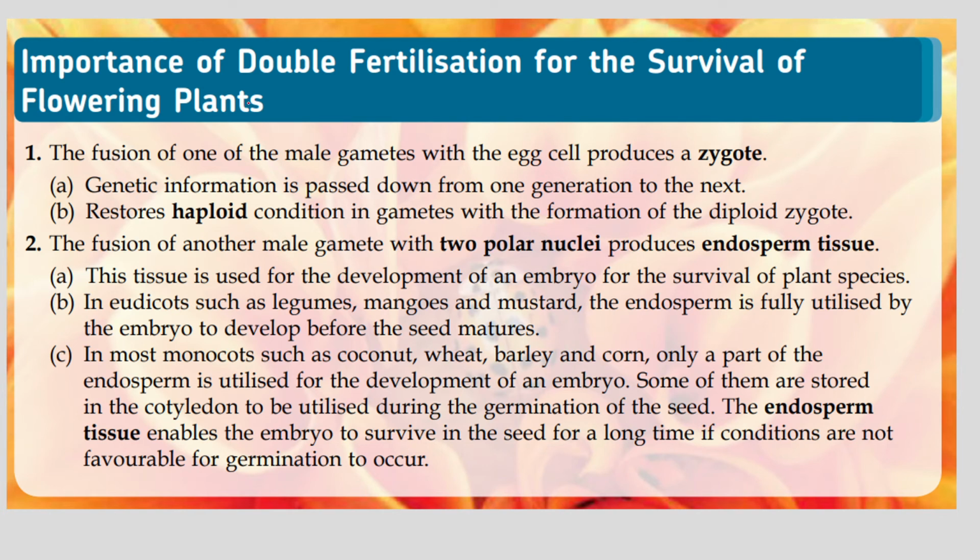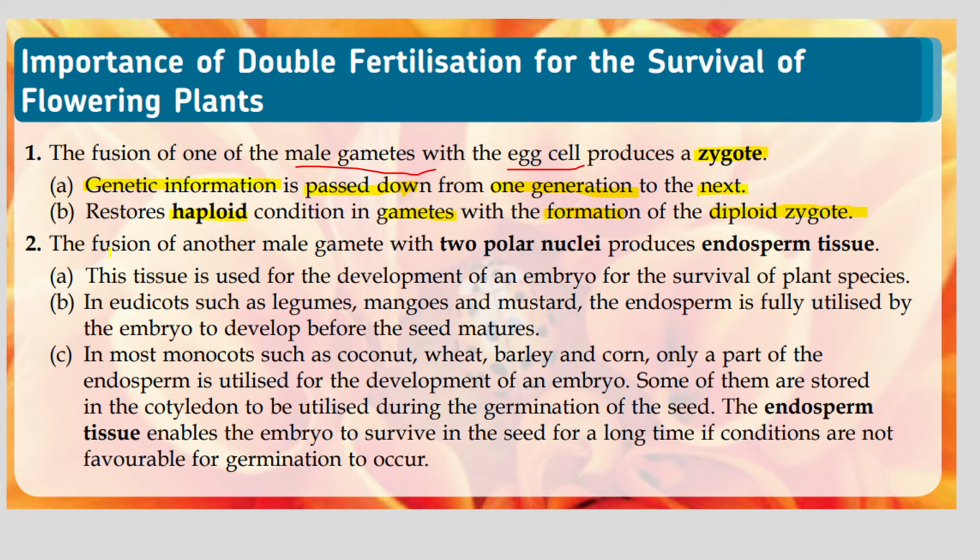Now, the importance of double fertilization for survival. Fusion of one of the male gametes with the egg cell produces a zygote, which is diploid. That's why here we have the first statement saying the genetic information is passed down from one generation to the next when the zygote is formed. This also results in restoring the haploid condition in the gametes with the formation of a diploid zygote. Because we have haploid gametes, when the male and female gametes fuse, we get a diploid zygote. That's the meaning of restoring the haploid condition in gametes.